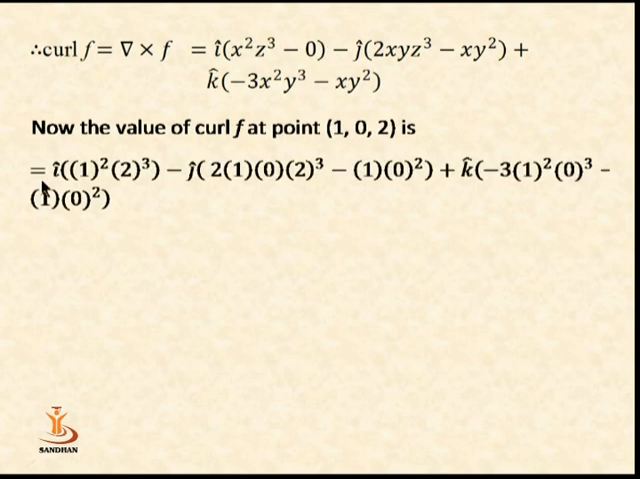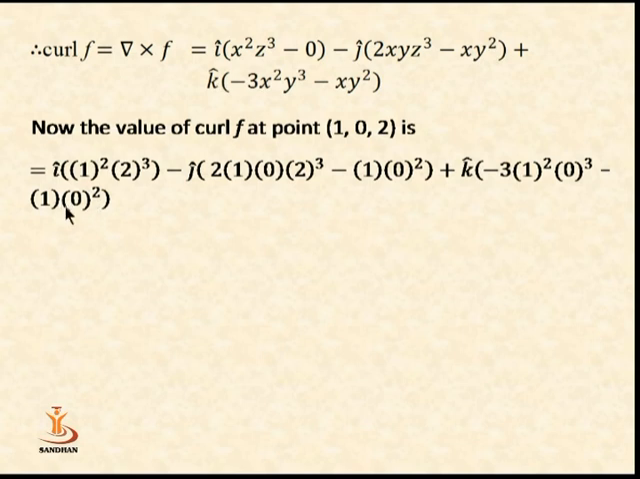Thus we get x equal to 1 squared, z equal to 2 cubed, minus 0. Again we put x equal to 1, y equal to 0 and z equal to 2 in this function. Here we have minus 1, 0 squared. Again we put x equal to 1, y equal to 0. Then we get minus 3, 1 squared, 0 squared. Here we have plus 1 and 0 squared.